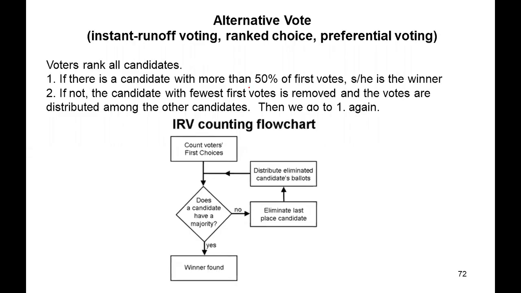We have now two voting methods left. The first one is alternative vote. The second one is Copeland voting. So let's talk about the alternative vote.